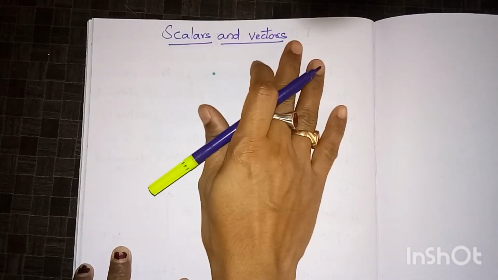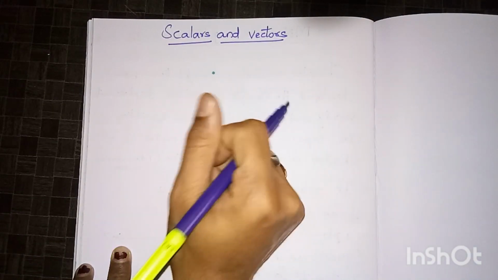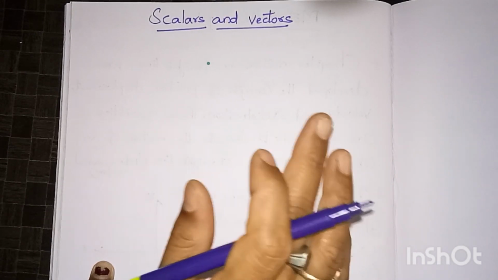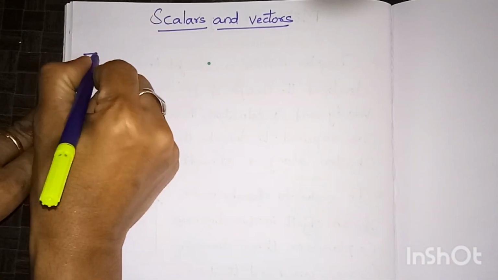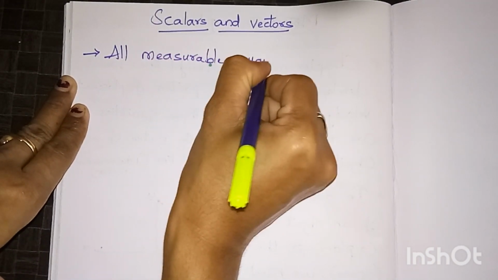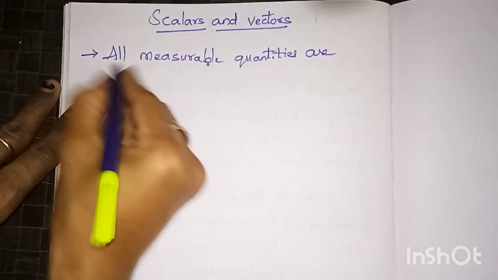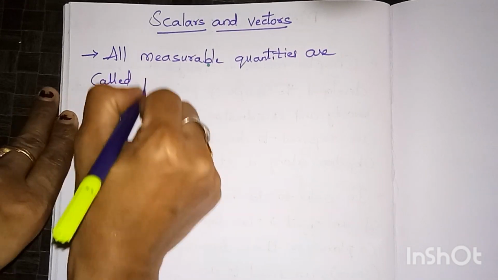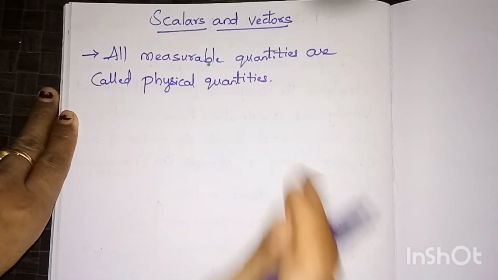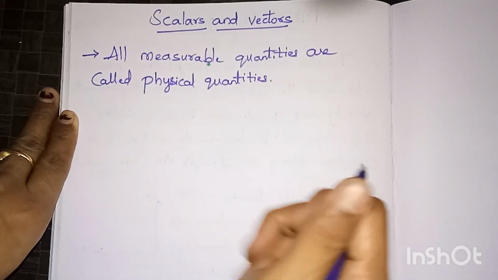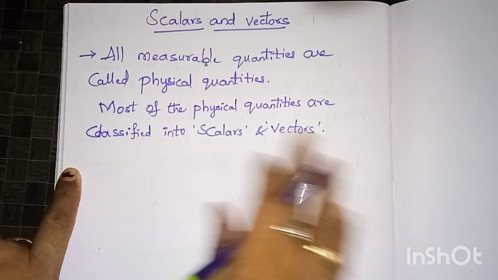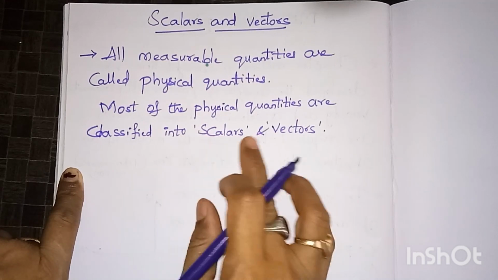Before knowing about scalars and vectors, we are going to discuss what is meant by physical quantity. Measurable quantities are called physical quantities. All measurable quantities are called physical quantities. Mostly, physical quantities are divided into two types, that are scalars and vectors.